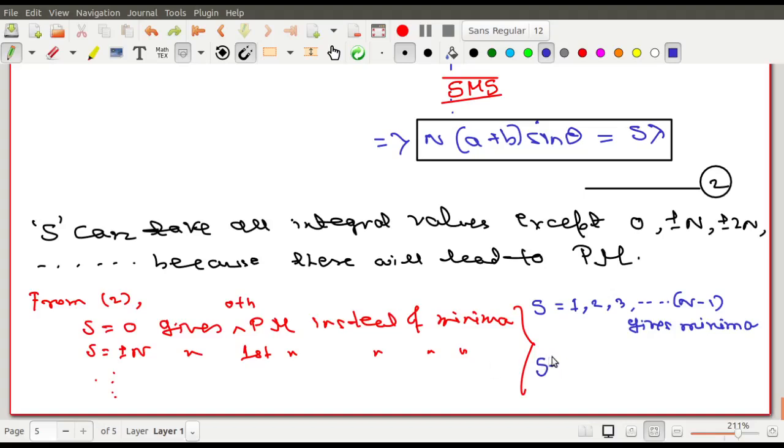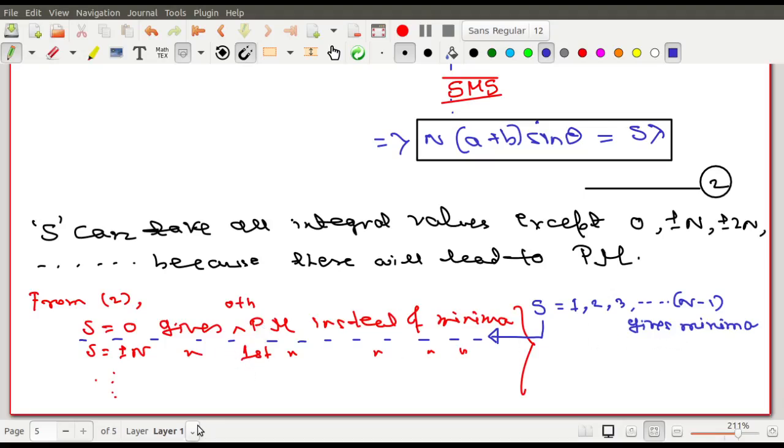While preparing your notes, you will plug this in over here. I just made a mistake, so this will come in between, so you please somehow make it up. Actually I want to say that s equals to 0 gives the 0th PM instead of minima, and then s equals to 1, 2, 3 up to n minus 1 is allowed. Again n is not allowed because that gives you the first principal maximum. Got the point? So what you understand is that there are this many minima in between two maxima.